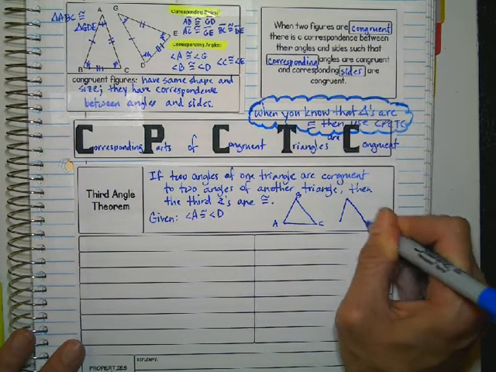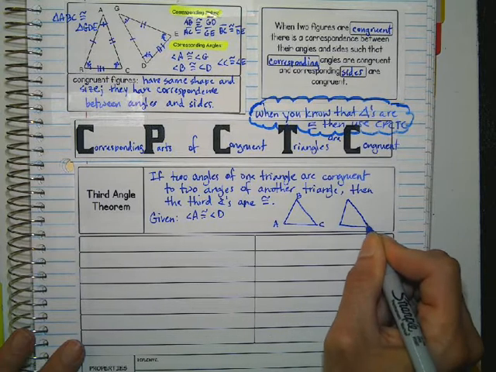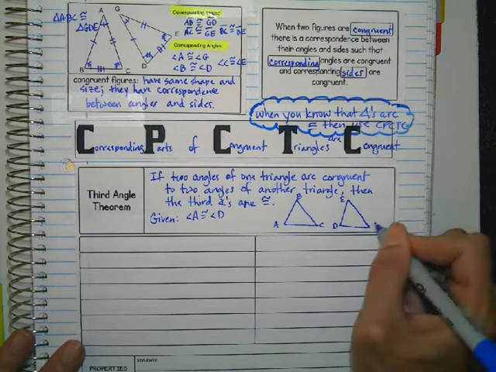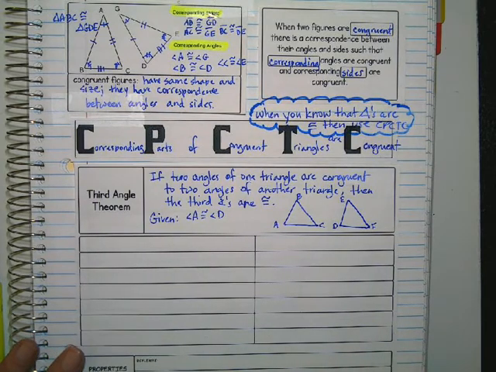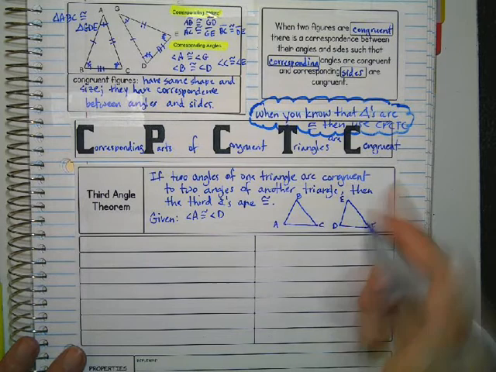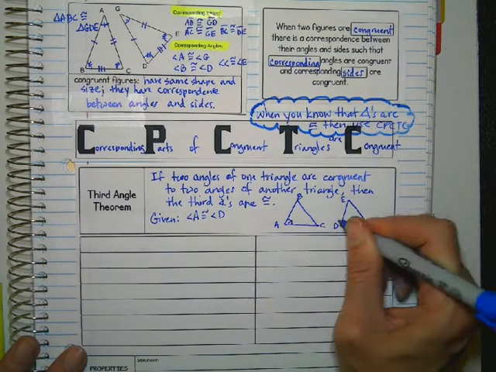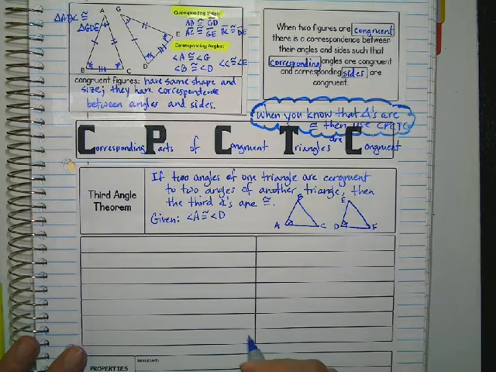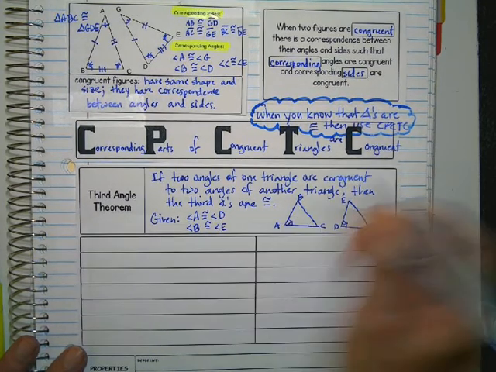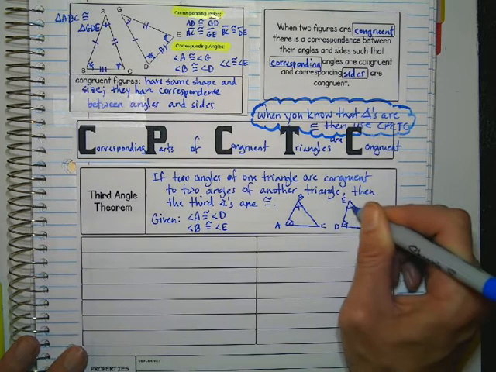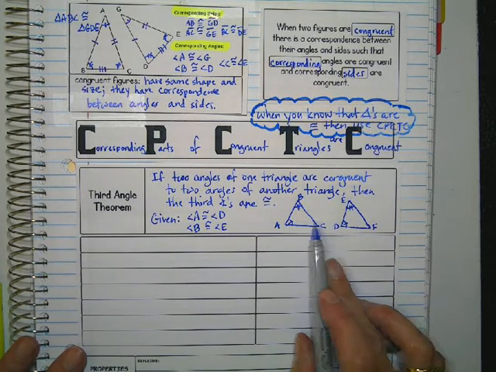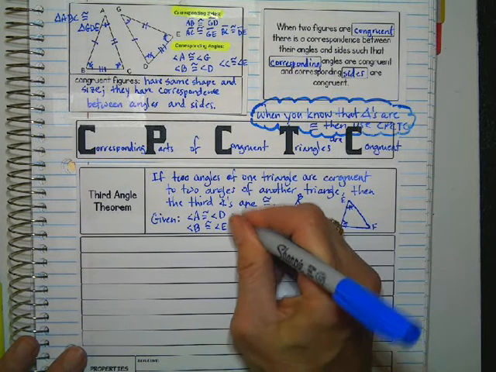Alright, if two angles of this triangle are congruent to two angles of this triangle, so we're going to start off with A is congruent to D. And then I'm also going to give you angle B is congruent to angle E. You're going to be given that. Put two little marks on those. So we're going to prove that the third angles are congruent. So we want to prove angle C is congruent to angle F. Alright, that's what we're going to try to prove.